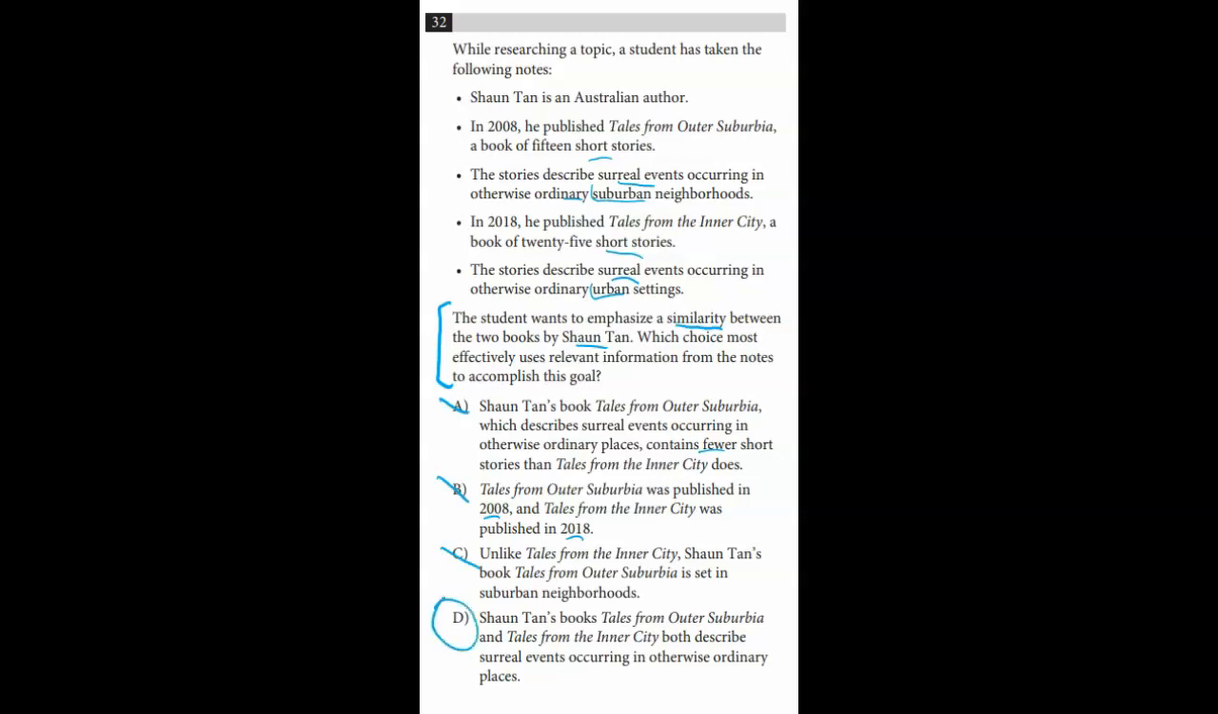So we're left with D, but I haven't even read it. Shantan's books, Tales from Outer Suburbia and Tales from the Inner City, both describe surreal events occurring in otherwise ordinary settings. Yep, this mentions how they're similar and it's accurate, so D is going to be the correct answer for 32.